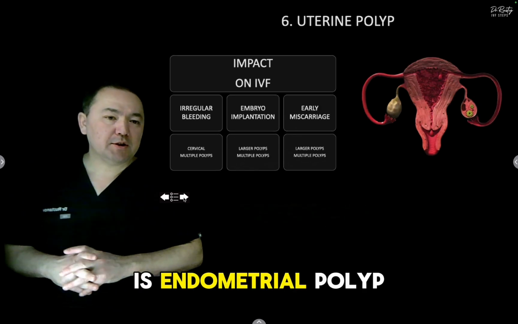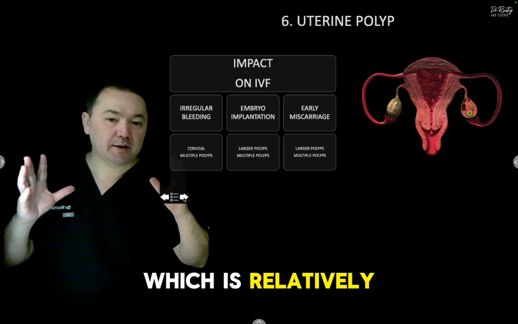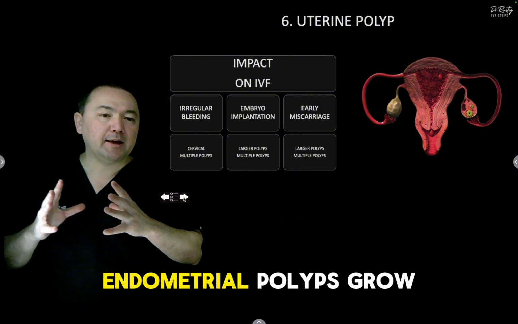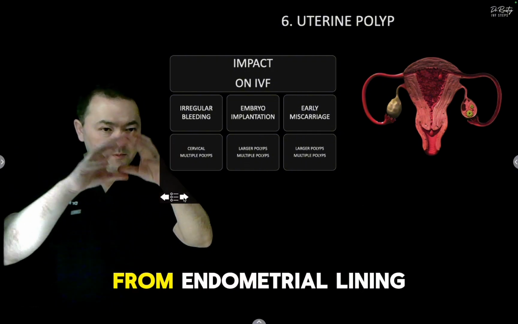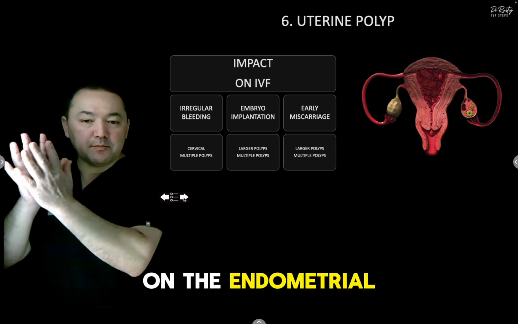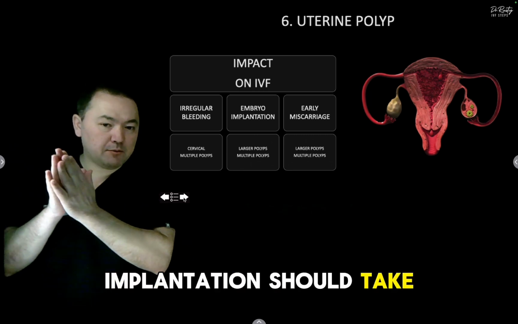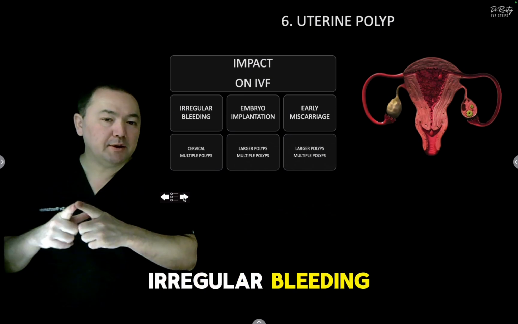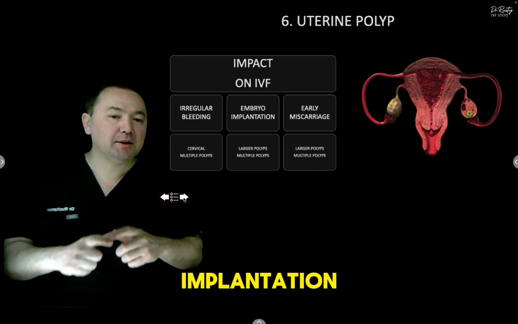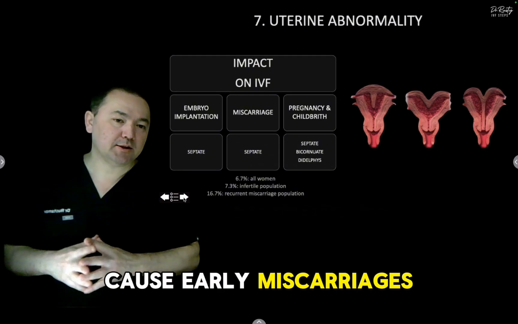So sixth condition is endometrial polyp, which is a relatively common condition. Endometrial polyp grows from the endometrial lining on the endometrial bed where the implantation should take place. It can cause irregular bleeding, it can reduce your chance of implantation, and it can cause early miscarriages.